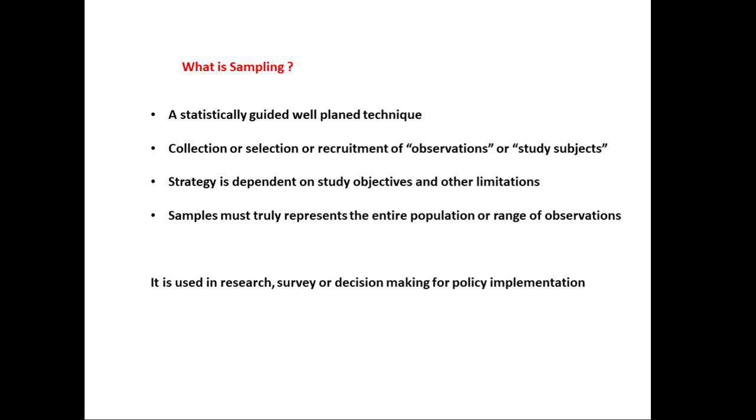So these are the four most important criteria for sampling. While sampling is done, everyone should follow these four most critical things. Sampling is basically used for research, surveys, or decision making for policy implementation.